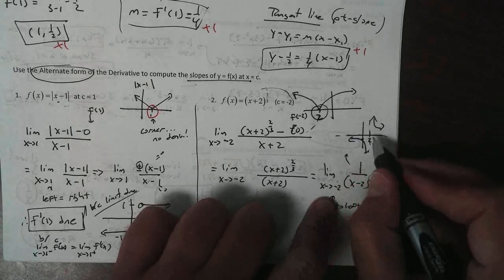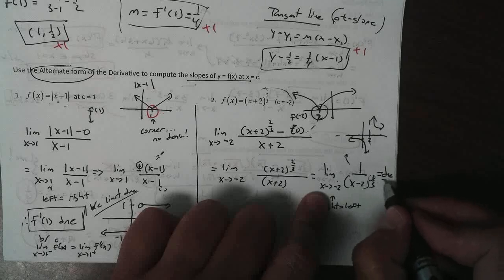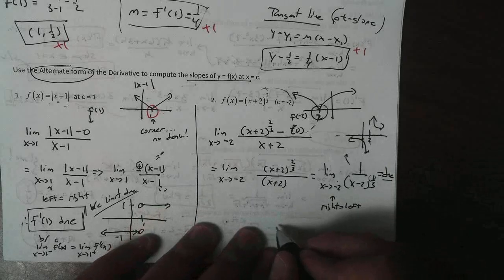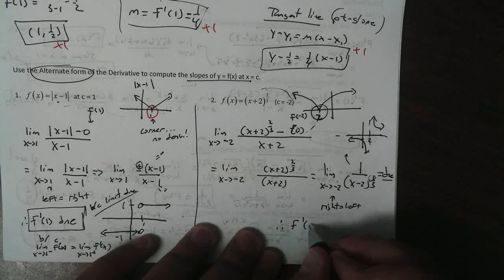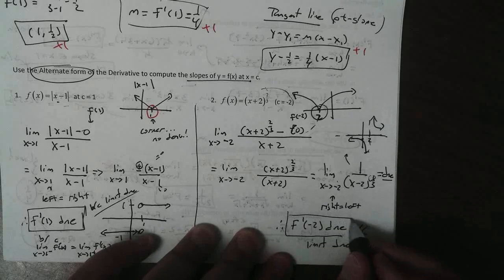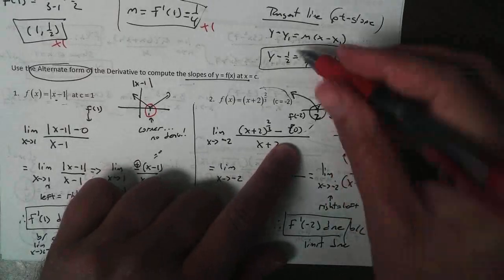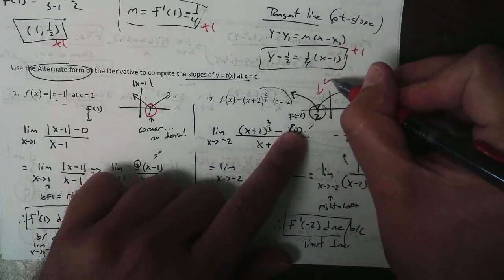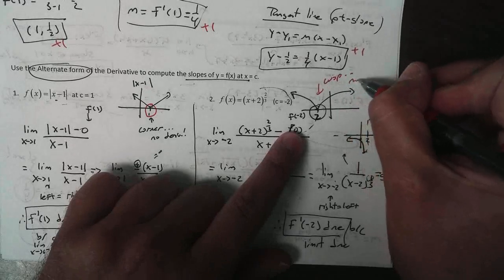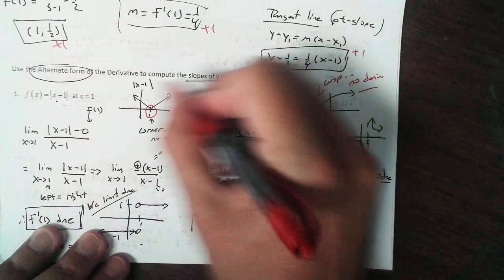So what can you tell me about this limit right here? The limit does not exist. So therefore, the derivative at negative 2 does not exist, and that is because the limit, again, does not exist. So, like the corner, this is what we call a cusp. This is what's called a cusp. And in a cusp, there's, again, no derivative. The derivative won't exist. You will see these on your test.